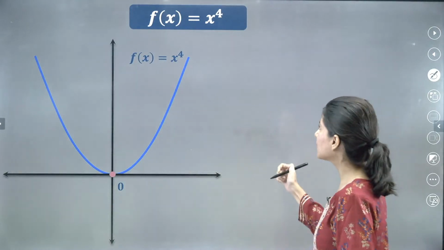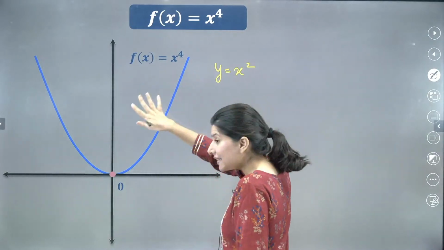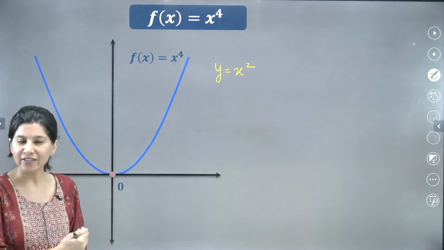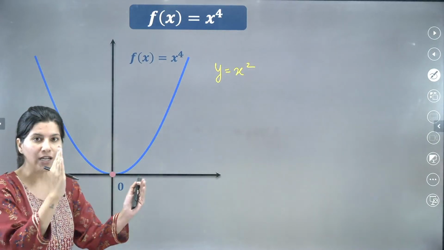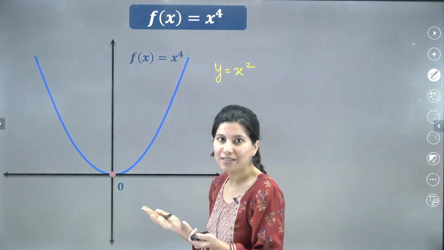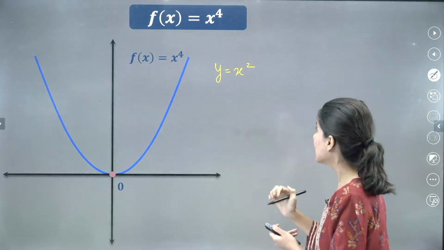So if I just want to plot the graph of y equals x square in this graph, will they overlap with each other? Tell me. Will they overlap? Will they coincide with each other? Or will they not be able to coincide with each other? Now this thing is very important.